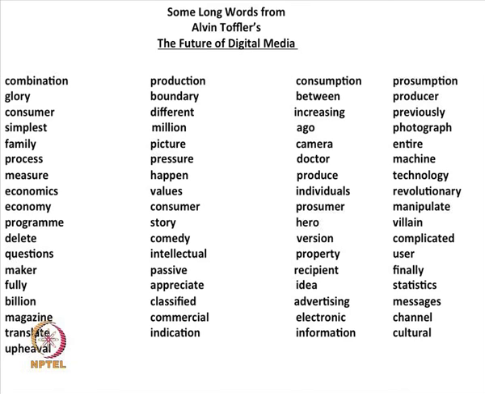Production. Consumption. Glory. Foundry. Between. Producer. Consumer. Different. Increasing. Previously. Simplest. Million. Ago. Photograph. Family. Picture. Camera. Entire. Process. Pressure. Doctor. Machine. Measure. Happen. Produce. Technology.